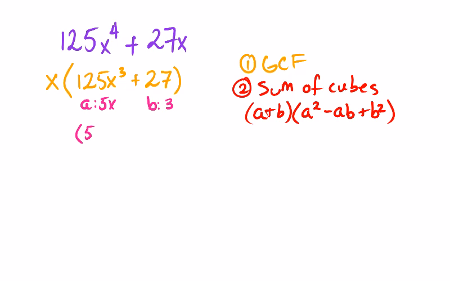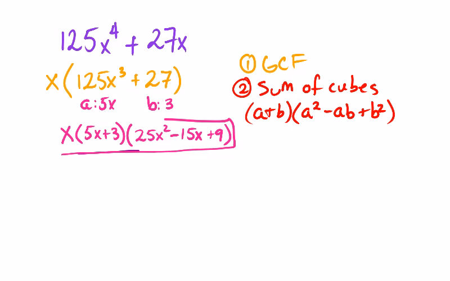So it would be 5x plus 3. And then a squared would be 25x squared, because 5x times 5x. And then a times b would be 15x, so minus 15x, plus b squared, which is 9. And remember, that is your answer. Oh, got to put that x in front. Almost forgot that. If you take out a GCF, all you've got to do is put it in front after. And so that is how you factor using sum and difference of cubes.